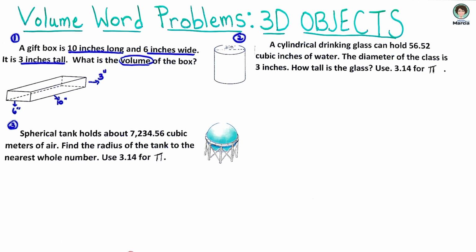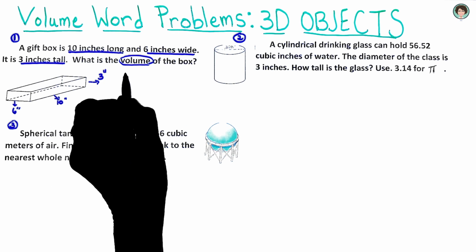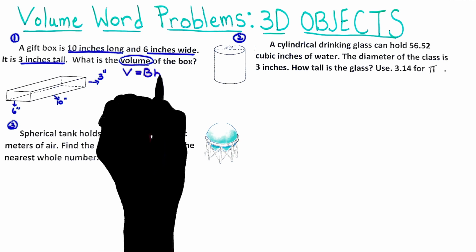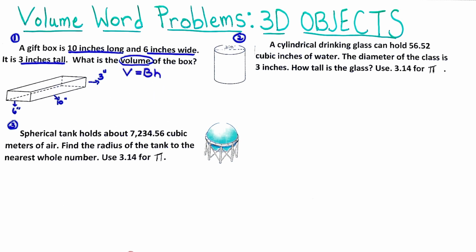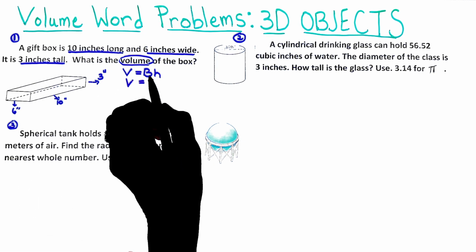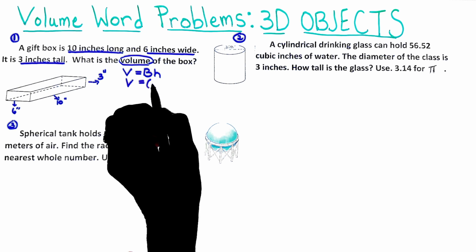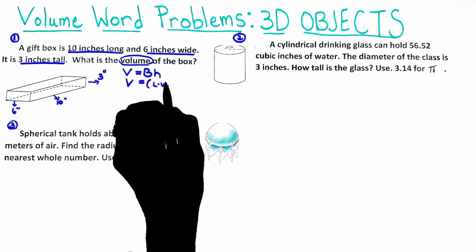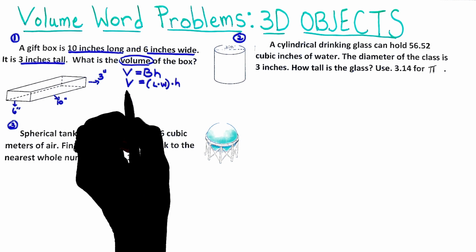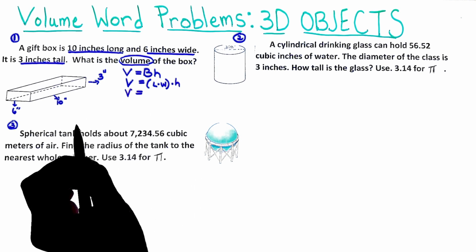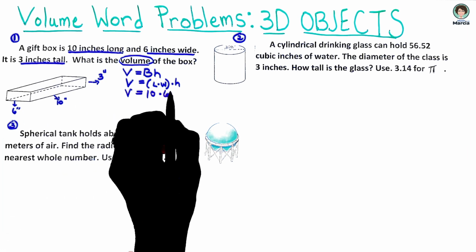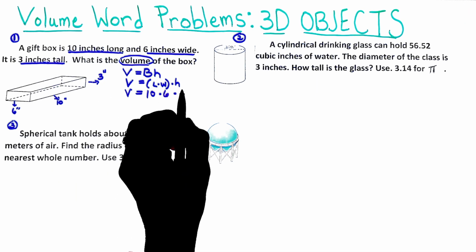So we've got to remember the formula. When we're talking about volume, volume is always equal to the base area times the height when we're talking about rectangular prisms. So I know that since it is a rectangular prism, that base area is going to be length times my width, and then I'm going to multiply that times the height. Again, so volume is equal to the length was 10, the width is 6, and the height was 3.